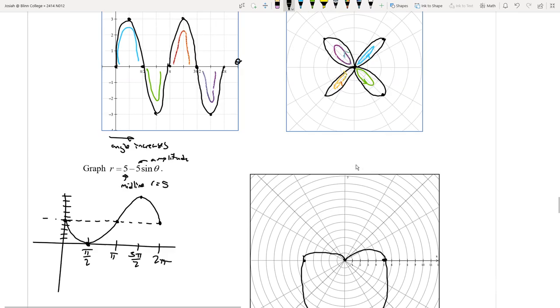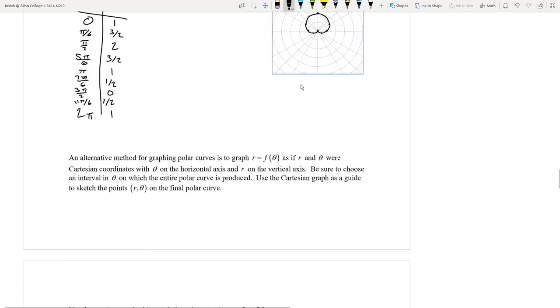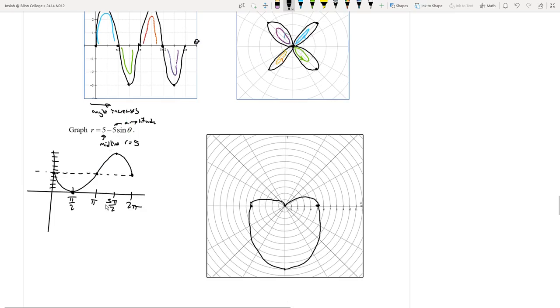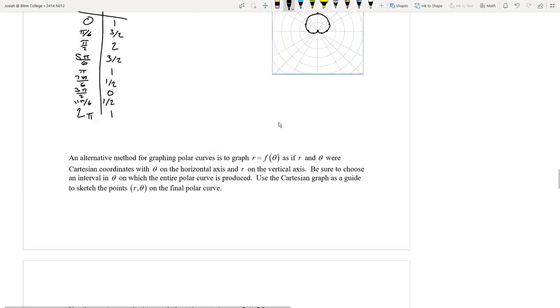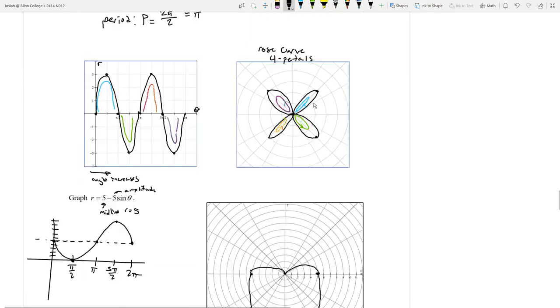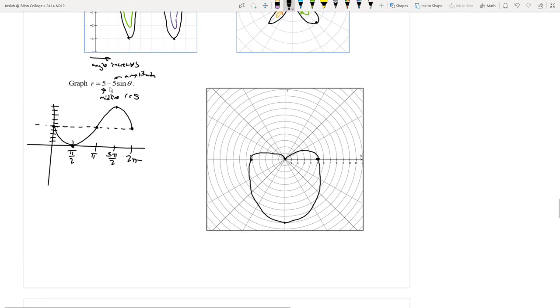So what we can gather then is this is another cardioid. We had a cardioid back here. Think about what was in front here. This was a 1. So we had 1 plus 1 sine of theta, 5 minus 5 sine of theta. Here we had a cardioid where the dimple was underneath the y-axis. Here the dimple is above, and the rest of the graph is below, because we have a minus here.